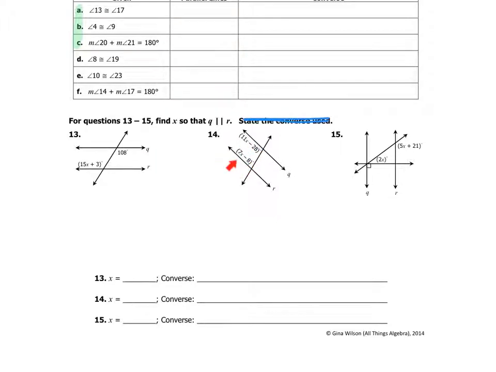Number 14, these two are same side interior, or consecutive interior, which means this plus this, set it equal to 180 and solve for x. 15, I'm going to give to you. You don't have to do that one. And that is the end of your quiz.